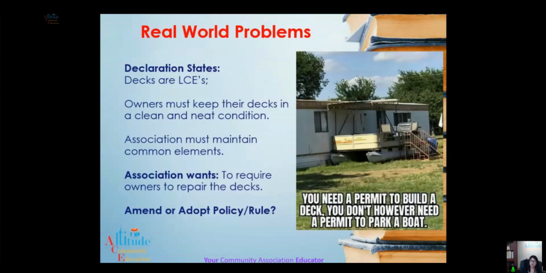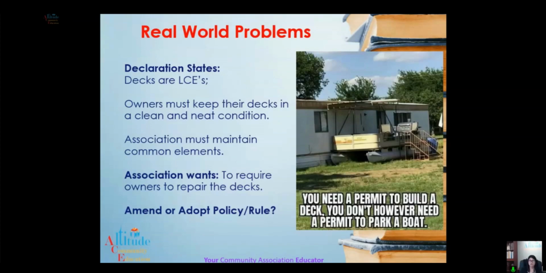So if we want the owners to repair the decks, we would need to rewrite some of these provisions in the declaration, and we would probably want to say something like owners are responsible for the maintenance, repair, and replacement of their decks. And then this provision about the association must maintain common elements, we probably want to clarify, except as otherwise provided in this document, association must maintain the common elements, because we've just created an exception. So we don't want two provisions of the declaration contradicting one another, right? Because then we have a bigger problem.